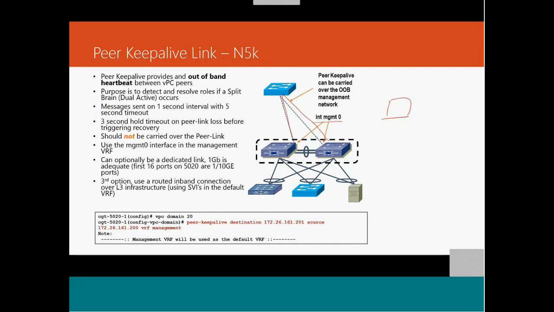But in most of the production designs which I've seen, most of the customers or companies deploy it on the management interface, right? The peer Keepalive is configured under the vPC domain, with peer-keepalive destination and source. Like you define the GRE tunnel for the source and the destination, the same way you specify the destination and the source, and with VRF management, it says that it's going to use the management VRF network for the Keepalive messages for this particular vPC domain. Okay.